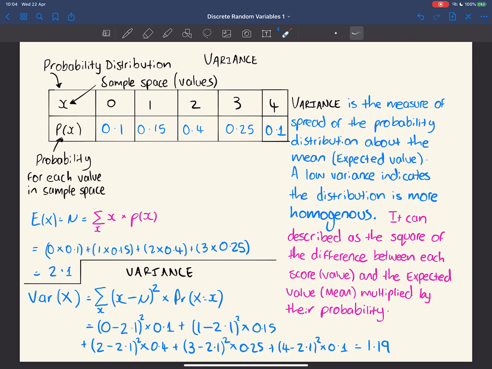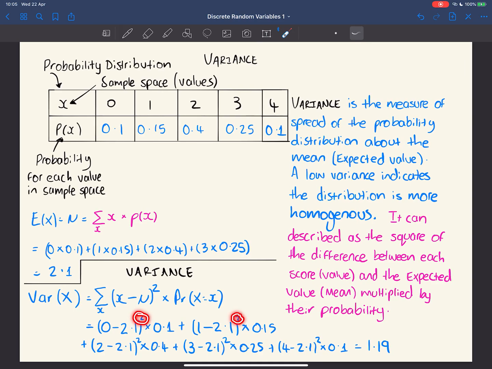And so we work this out by squaring the difference between each of the values and the average, which we call variance, and then multiplying each of those by the probabilities. And so for this probability distribution, we did that, and we got a value of 1.19. There's a bit of a weakness with variance though. Because you're squaring each of the differences, let me show you.